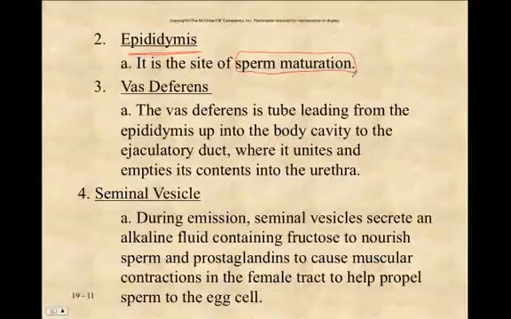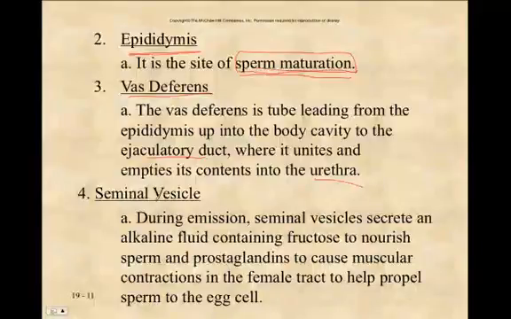Again, they're also storing up nutrients to power themselves through that long journey through the female reproductive tract. Those are some of the things happening in terms of sperm maturation in the epididymis. Then the vas deferens is just a tube that leads from the epididymis up into the body cavity to the ejaculatory duct, where the ejaculatory duct will eventually dump its contents into the urethra.